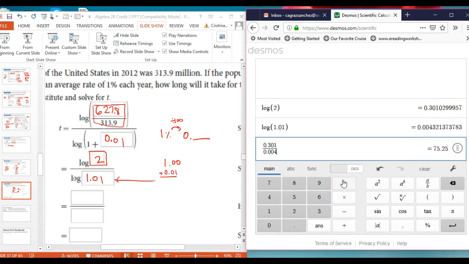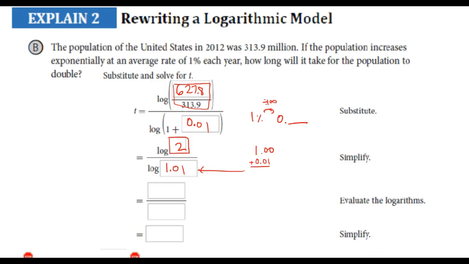It looks like we get the number 75, which translates to how much time it's going to take for that population to double. And remember, they're measuring in years. That's a long time, well, depending. But let's go ahead and record these values here on our piece of paper. Oops, sorry about that, did not mean to go that far. 0.301 and 0.004, and we got that to be about 75.25, which is about 75.25 years for that population to double.